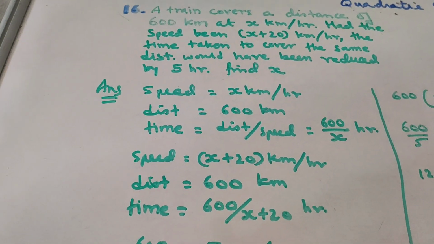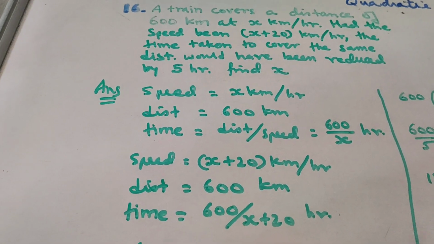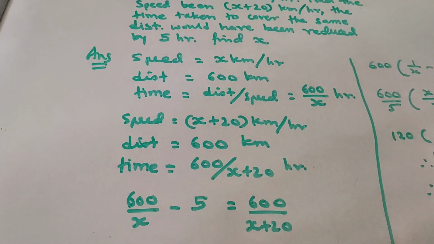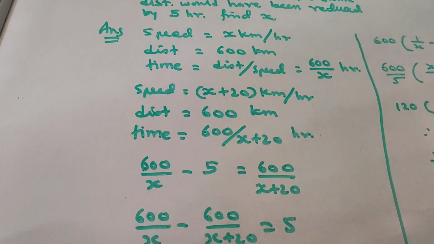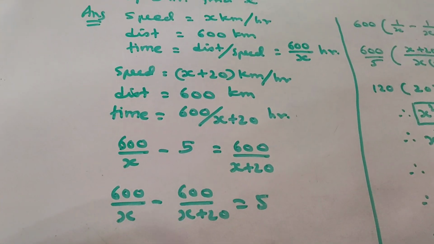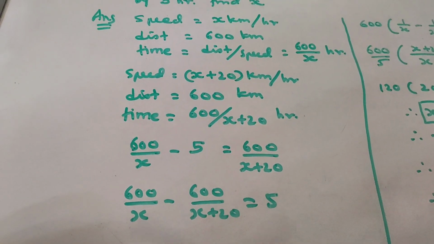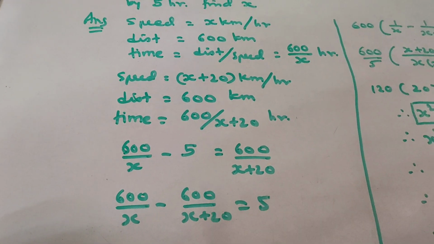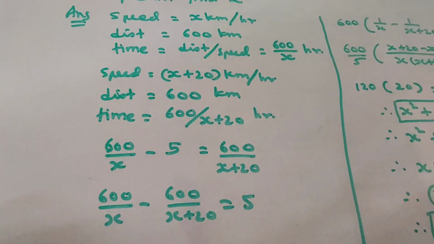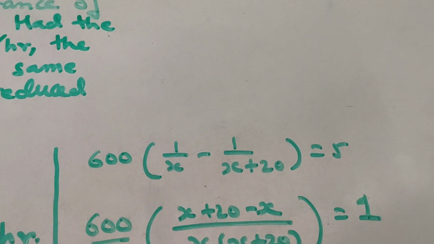Then it says if it is traveling with the increased speed, then the time duration will be decreased by 5 hours. So that means 600 upon x minus 5 is equal to 600 upon x plus 20. Simplifying it, we get 600 upon x minus 600 upon x plus 20 is equal to 5. We are taking minus 5 outside so it becomes plus 5, and 600 upon x plus 20 goes inside so it becomes minus. Now taking 600 common, we get 1 upon x minus 1 upon x plus 20 is equal to 5.